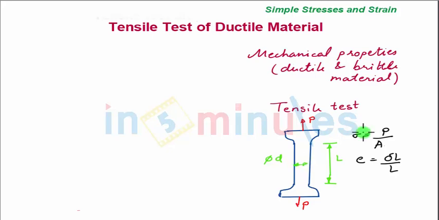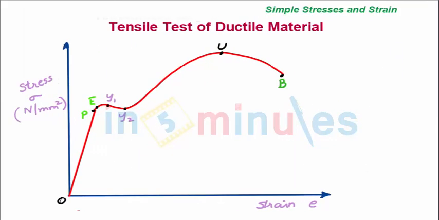From the start of test up to the failure, we measure the stress and strain and we plot it on a diagram called as stress-strain diagram. We plot the stress on y-axis and strain on x-axis. This curve is a typical stress-strain curve for any ductile material. Initially, when no load is applied, we have stress equal to 0 and strain equal to 0. It is denoted by point O.